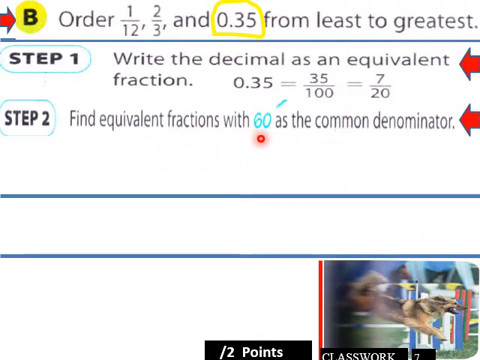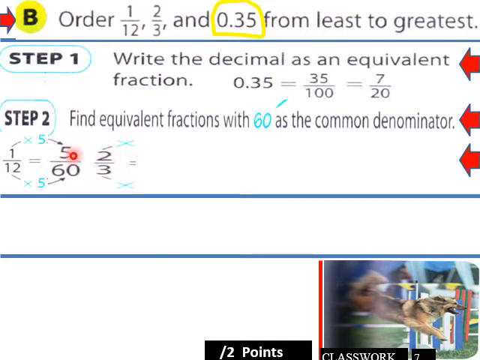Find the equivalent fractions with 60 as the common denominator. So now we have to write 60 as our denominator here. For 1/12, how do we convert this into a 60th? We multiply our denominator by 5 to get to the 60th. And whatever we do to our denominator, we have to do to our numerator. So that would be 5 over 60.